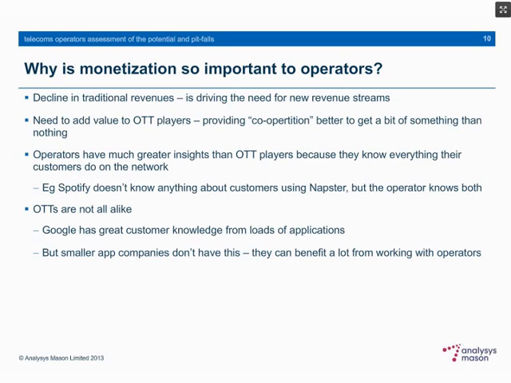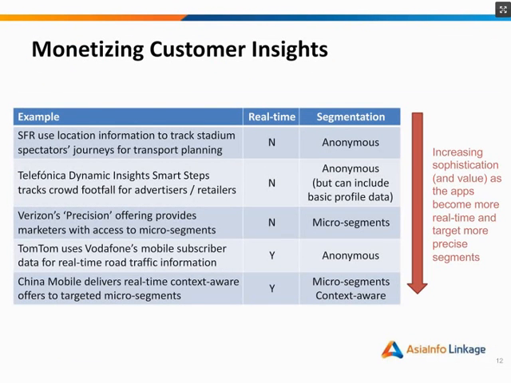So, the over-the-top players are not all alike. And the point there is that Google has great customer knowledge and loads of applications, but small application companies really don't have that. So the ability to add some value to those players or compete against them is something operators should be able to do. So we're just going to go to the next section, which is focusing a little bit more on this monetization issue and some application examples. I'm going to hand over to Andy now, who's going to pick up.